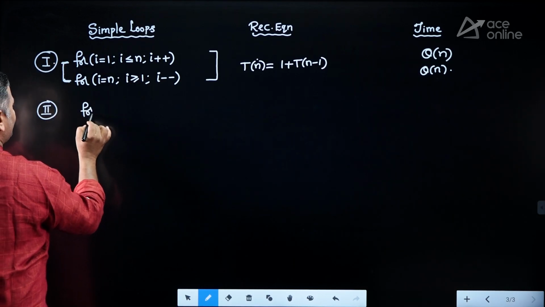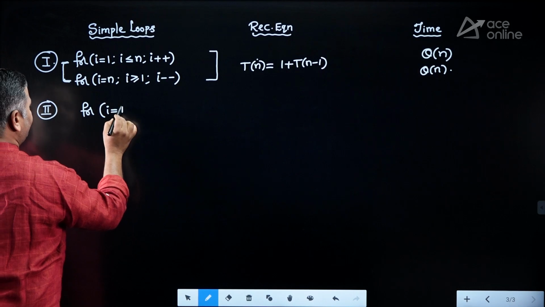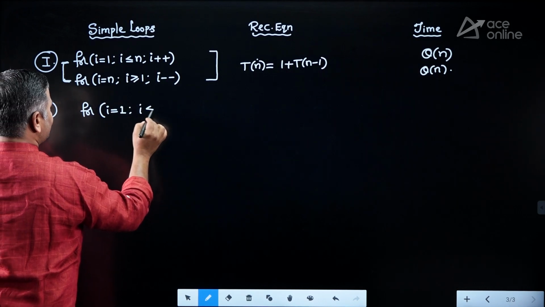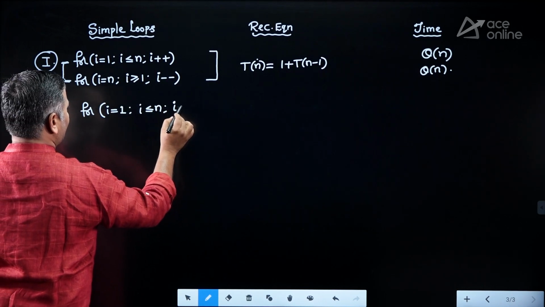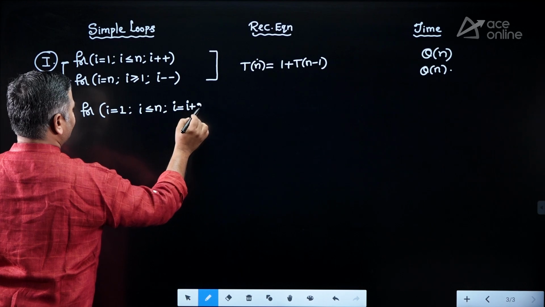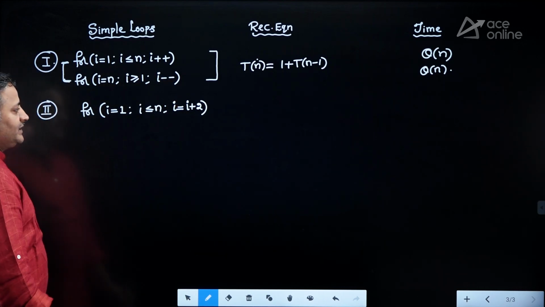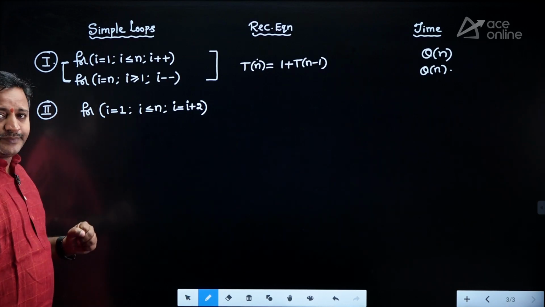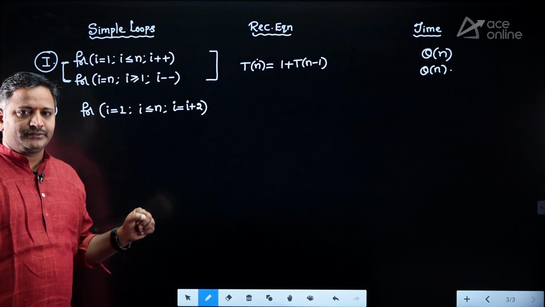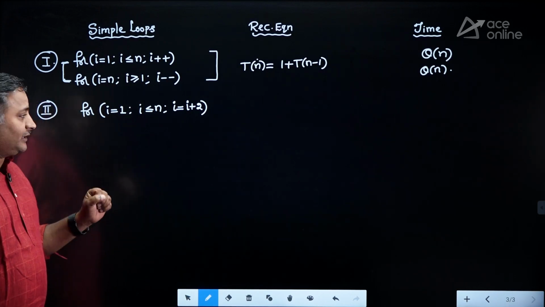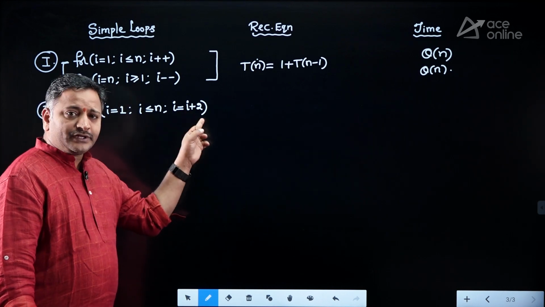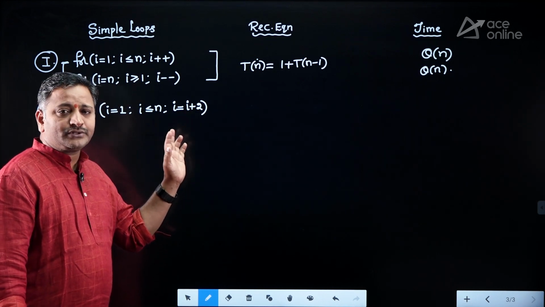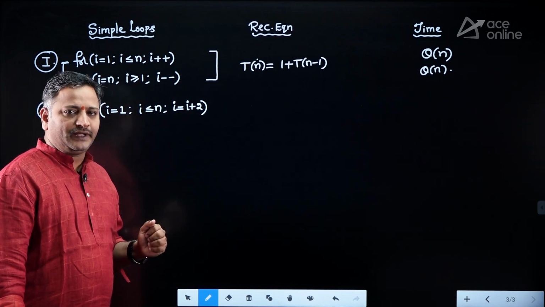Second model, suppose for i equals 1, i less than or equal to n, but every time I am incrementing 2 steps at a time. Earlier it was 1 step, this time I am taking 2 steps every time. And if every time I am taking 2 steps, it forms an arithmetic progression. In arithmetic progression, you can apply the nth term formula.